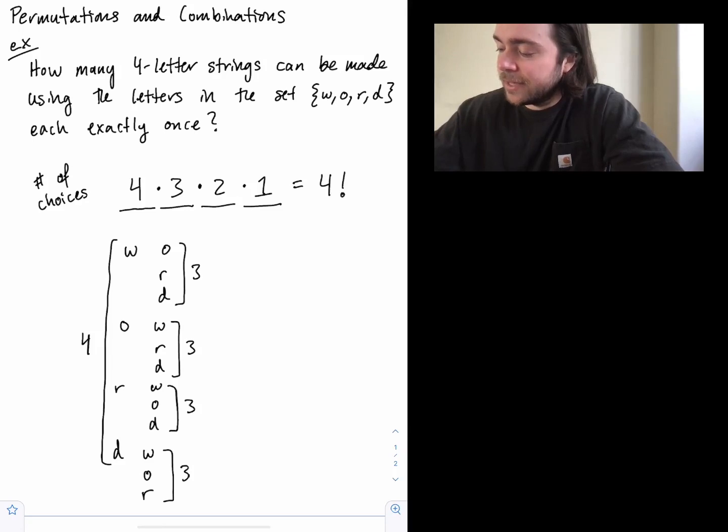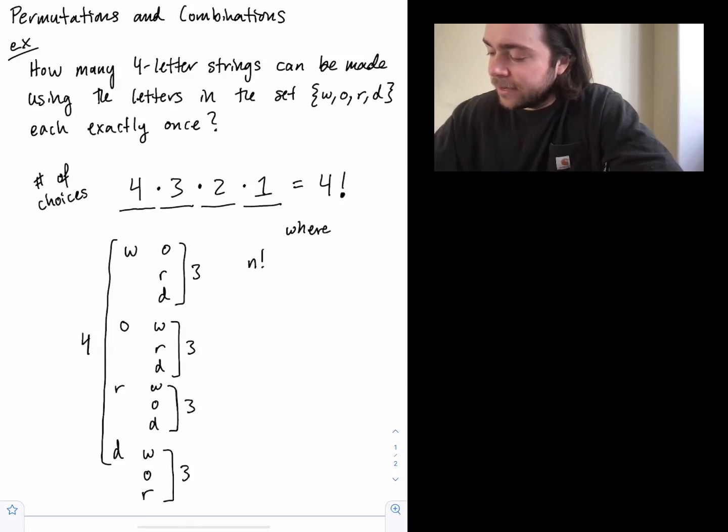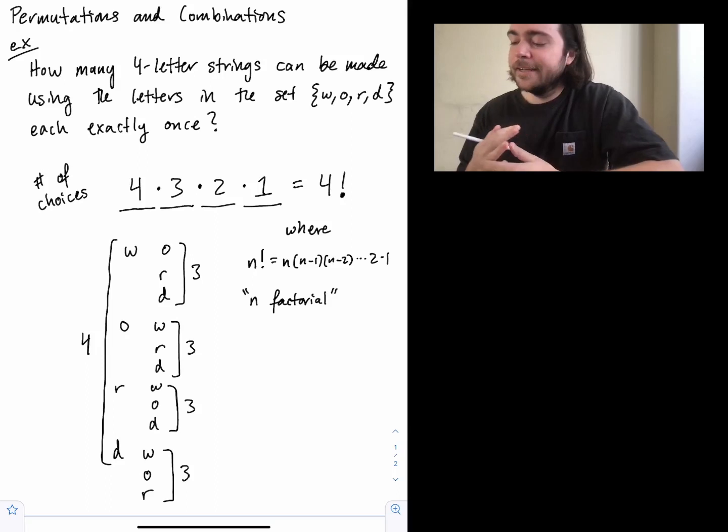So this is 4 with an exclamation point. That's called 4 factorial. In general, n factorial is n times n minus 1 times n minus 2, dot dot dot, all the way times 2 times 1. That quantity comes up so much that we have a concise notation for it, and that's our answer.